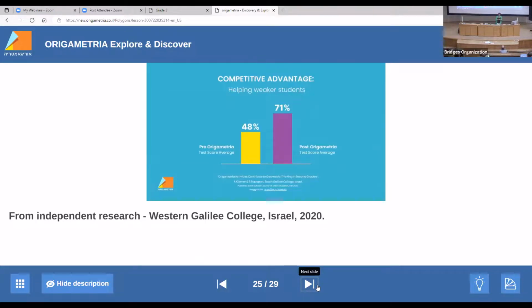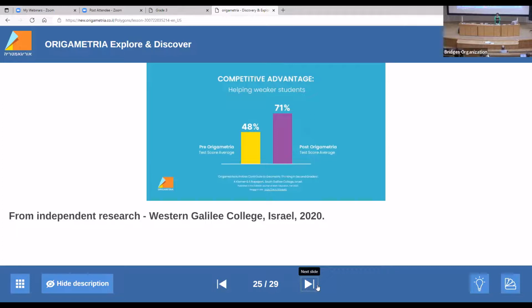So what she did, she did it before COVID. She took the weak group and a strong group. The control group was the strong group. It was about 71%, and the weak group was about 48%. She used a few populations, Arabs and Jewish. And she saw after a very short time, the weak group had the same result as the strong group by studying with Origametria. So it reduced the gap between the strong and the weak.